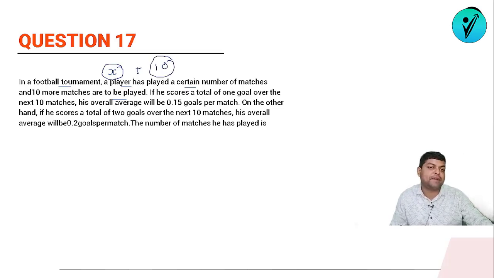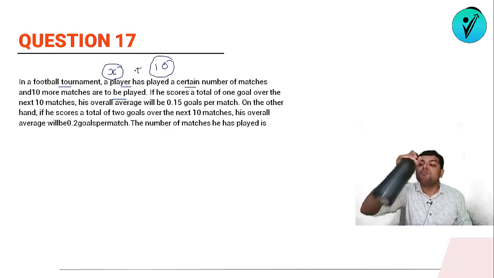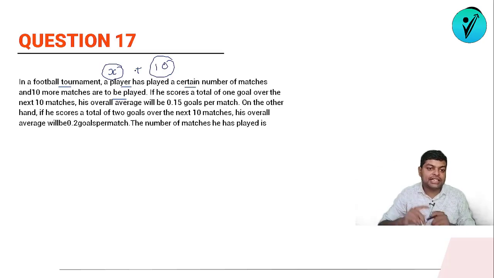The total number of matches in the tournament will be what? It will be X plus 10. अभी तक उसने X मैचेस खेला है, ठीक है, और टोटल और कितने मैचेस हैं? 10 मैचेस आर ड्यू. If he scores a total of 1 goal over the next 10 matches, his overall average will be 0.15 goals per match.